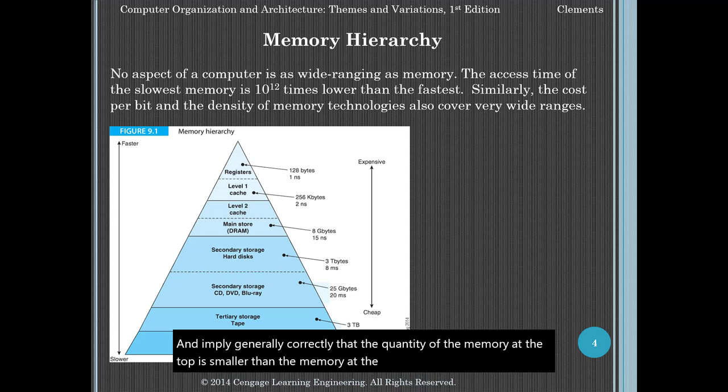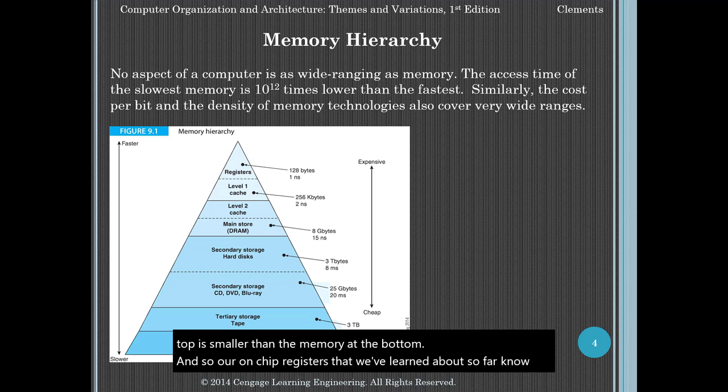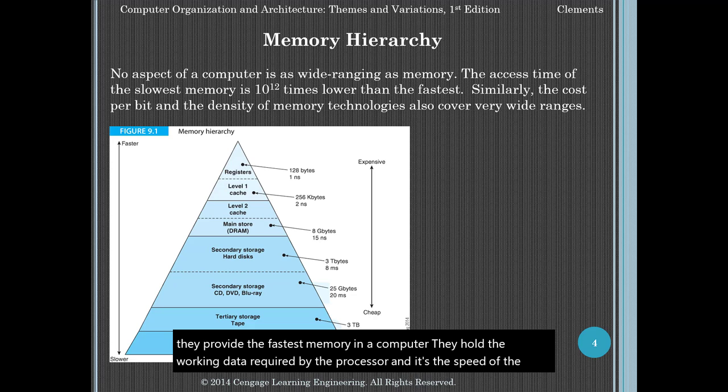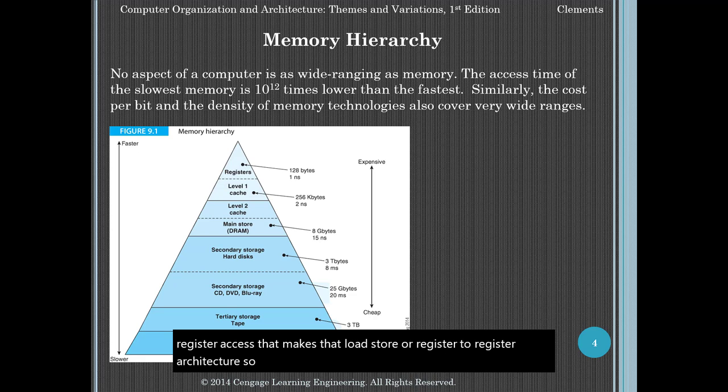And so our on-chip registers that we've learned about so far, we know they provide the fastest memory in a computer. They hold the working data required by the processor, and it's the speed of the register access that makes that load-store or register-to-register architecture so popular. Now, registers are fabricated with the same technology as the CPU. They run at the same clock rate, they have no long data paths between them and the rest of the CPU, and on-chip registers can be directly accessed by the CPU.